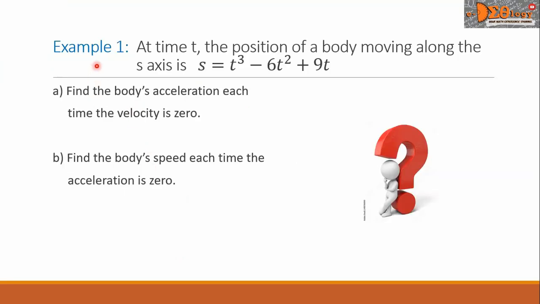Let us see this example 1. At time t, the position of a body moving along the s-axis is s equals t cubed minus 6t squared plus 9t. Letter A, find the body's acceleration each time the velocity is 0. Letter B, find the body's speed each time the acceleration is 0.